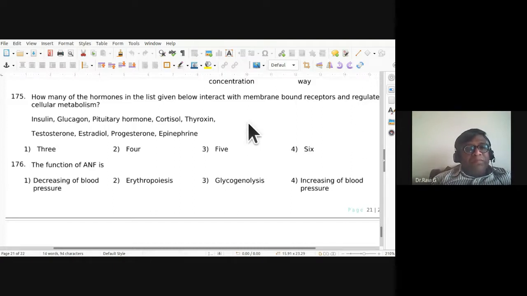Okay. So the 175th, the answer is four of them. So four of them can interact with the membrane-bound receptors. So the insulin, glucagon, pituitary hormone, thyroxine. So I think insulin, glucagon, cortisol, or thyroxine. So four of them are correct.